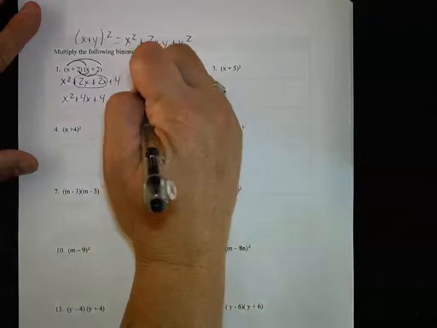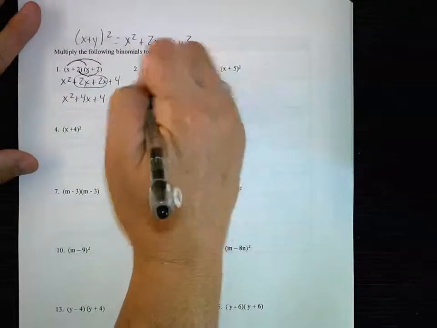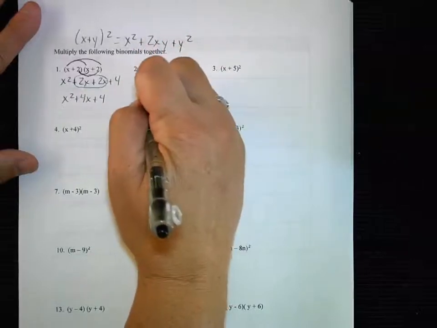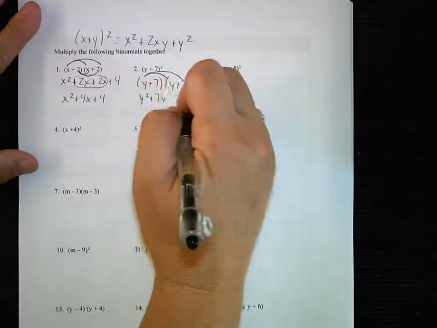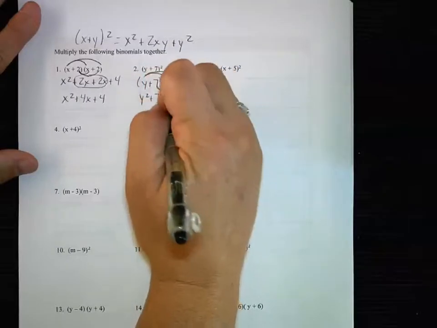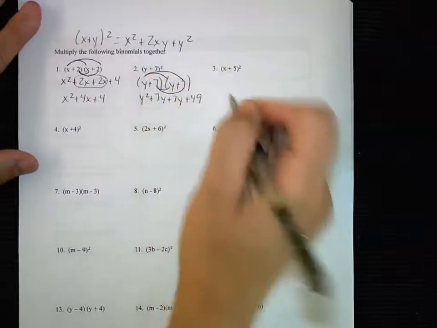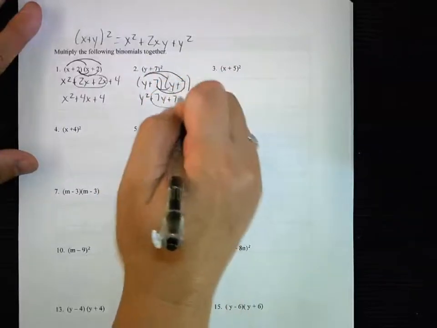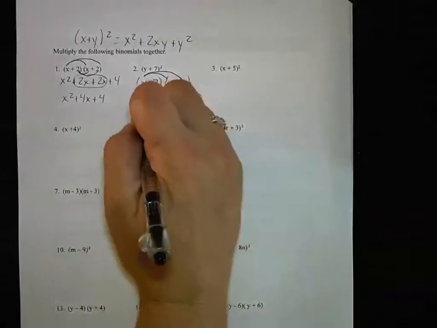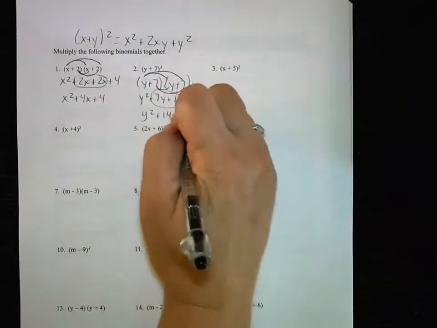Number 2, y plus 7 times y plus 7. First, outside, y squared plus 7y. Inside and last is 7y and 49. You will notice those two are the same, so you end up with y squared plus 14y plus 49.